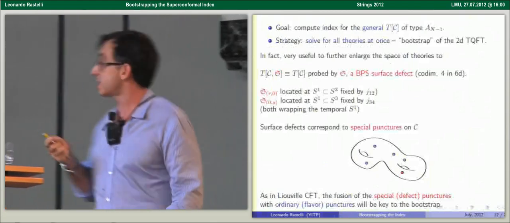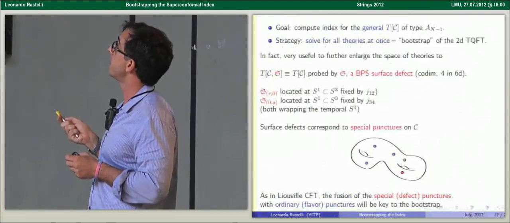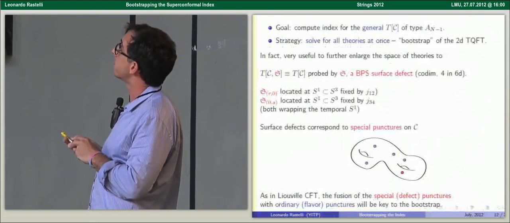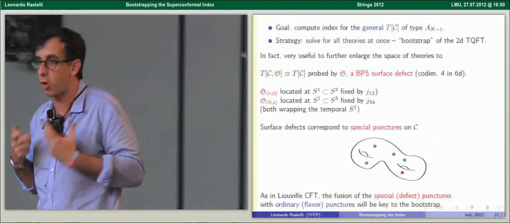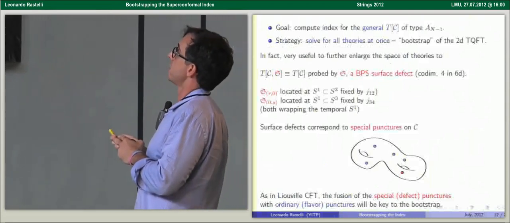Now, that was easy because these theories have a Lagrangian description, but what we want to do next is exhibit the structure constants for generic rank, SU(N). And what will be very useful, in fact, is to solve the whole problem at once by, in some sense, bootstrapping this 2D theory.